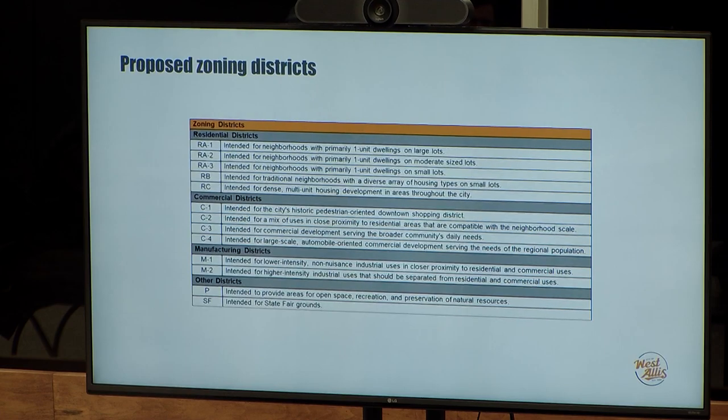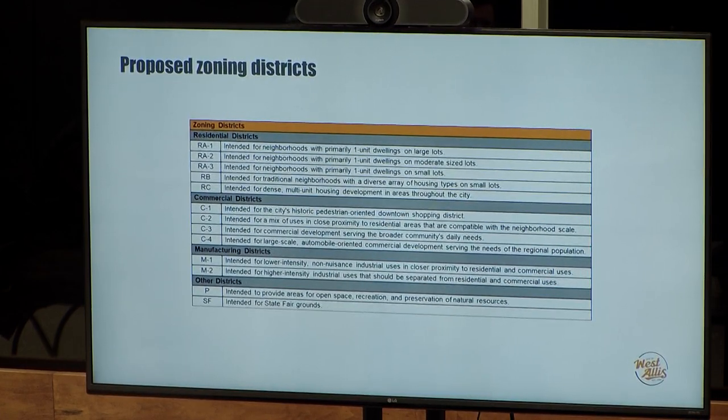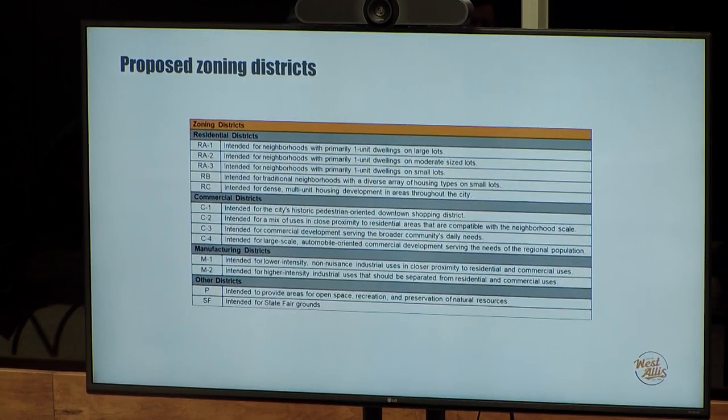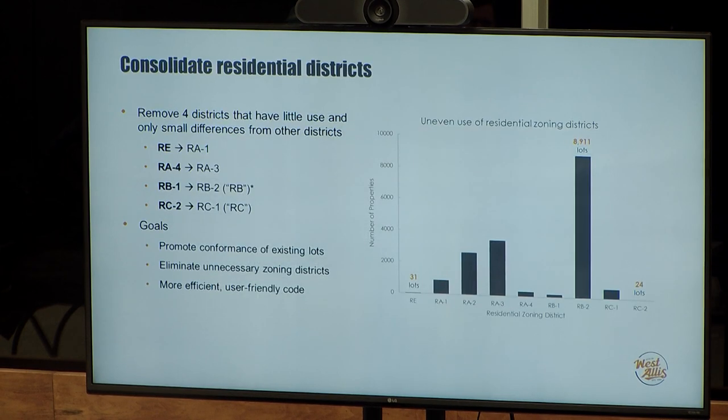The changes to our zoning districts are really just concentrated in the residential districts. The other things aren't changing. So what we're proposing in this update is to consolidate some of the residential districts. There's specifically four that we're going to be merging into other districts that are already there.